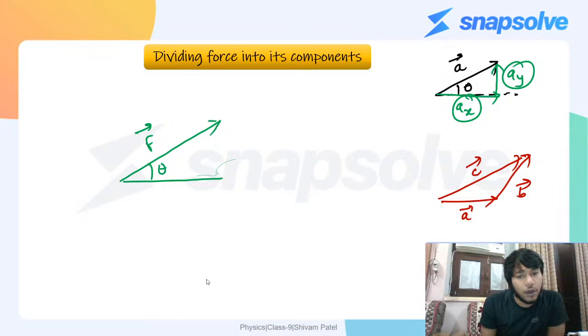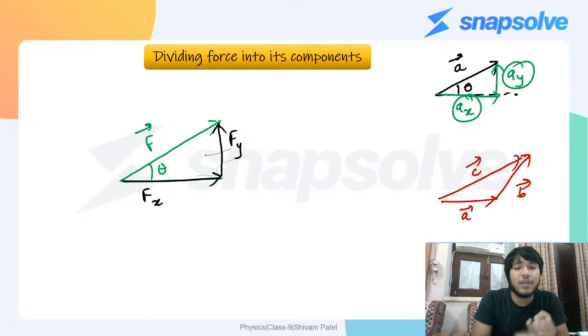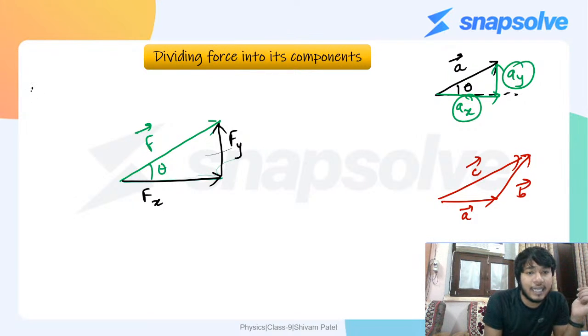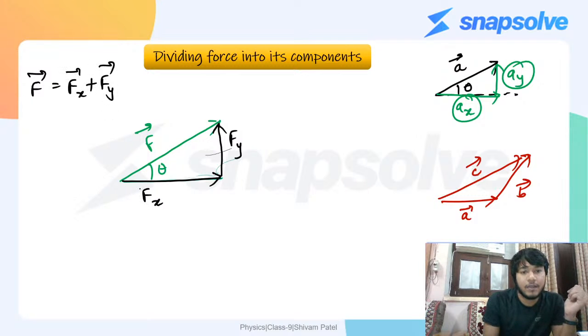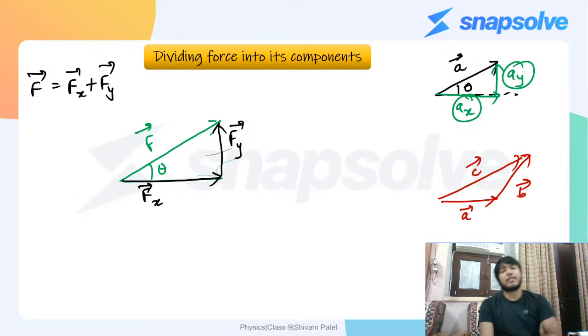This force, as it is a vector, can also be divided into two components. One is this Fx and one is this Fy. These are called the rectangular components of a vector, because these components have a 90-degree angle between them. That's why the name rectangular components. So what can we write? We can write that this F vector is equal to Fx vector plus Fy vector, by the triangle law of vector addition.